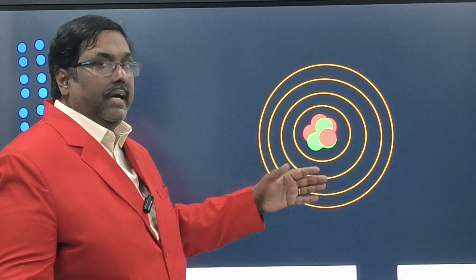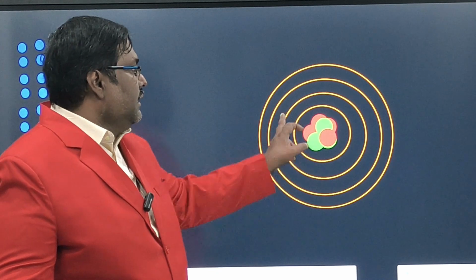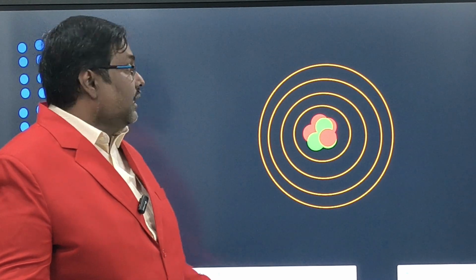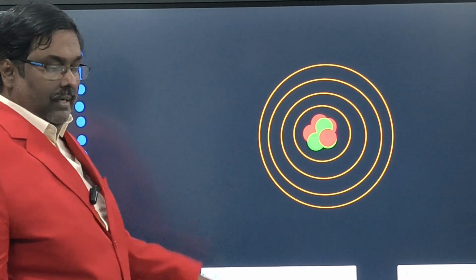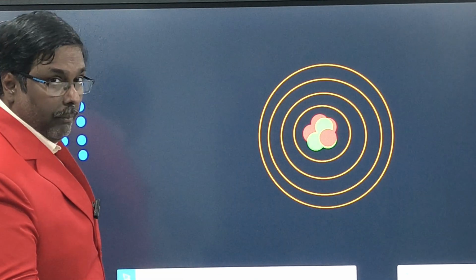In a similar way, the nucleus will be in the center, and around that the electrons will be revolving with a speed equal to the speed of light. That much fast it will revolve. Okay, so first I will take a copper atom. The copper atom has 29 electrons.